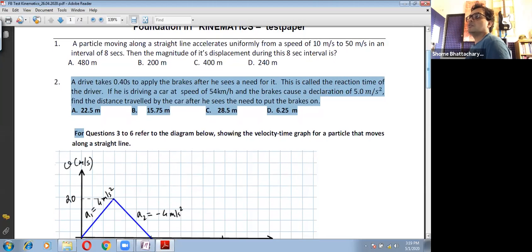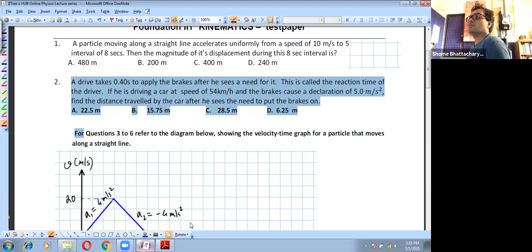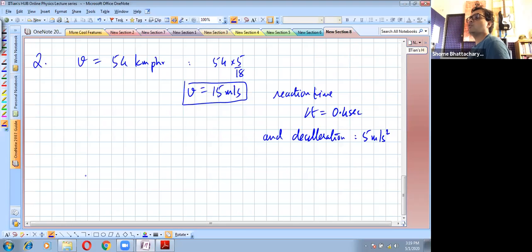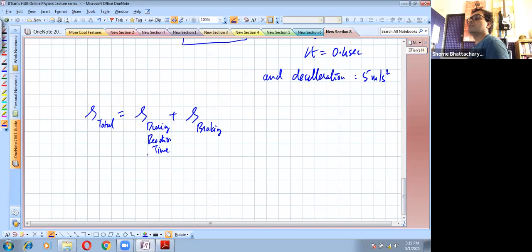Okay, now we have to find out how much is the displacement from the time he feels the need to brake. So the total displacement will be the displacement during the reaction time plus the displacement during the actual braking when he starts decelerating. You can break the motion into two parts. The first part is the uniform velocity into the reaction time. So that will become 15 into 0.4, that is 6 meters.